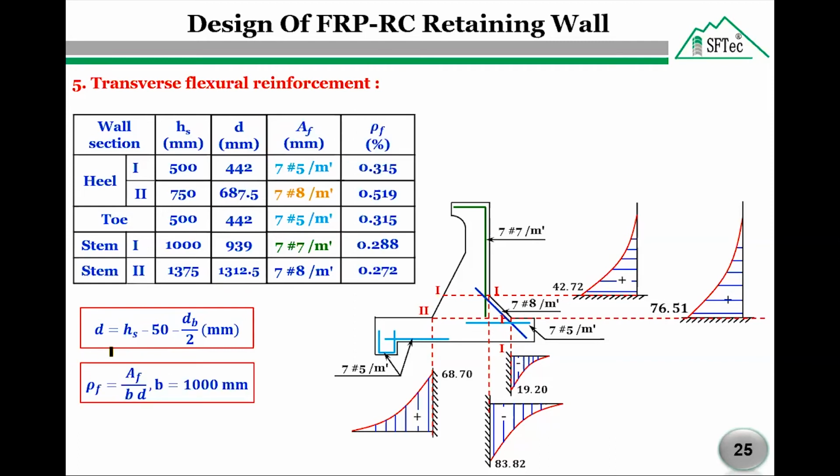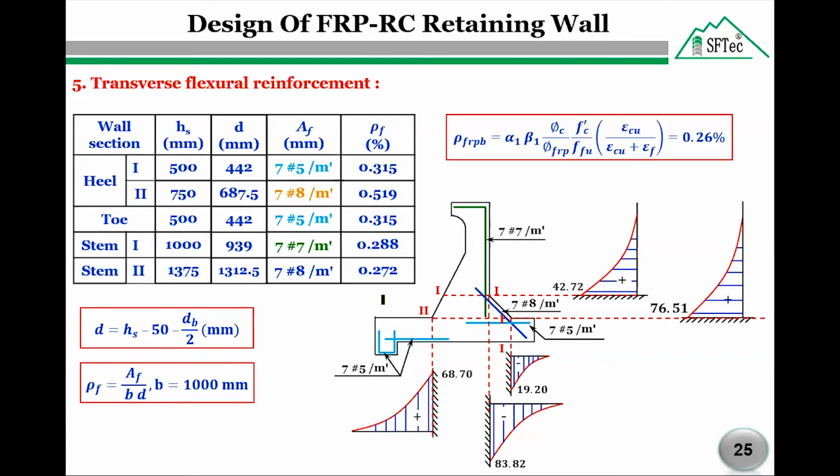Now, the flexural reinforcement ratio can be calculated using this equation, where b equals 1 meter. The flexural reinforcement ratio for all sections is presented here in the fifth column in the table. The balanced flexural reinforcement ratio for all sections equals 0.26, and this is calculated according to the Canadian standard CSA S806-2012. By comparing the flexural reinforcement ratio for every section with the balanced flexural reinforcement ratio, all sections are compression-controlled sections, and this is the required mode of failure according to the Canadian standard.